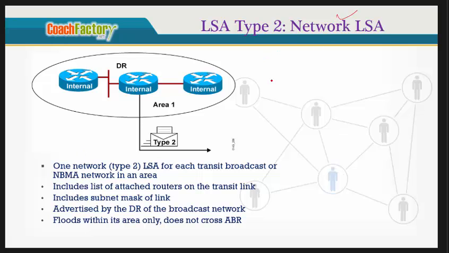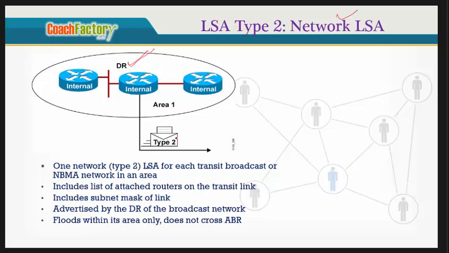LSA type 2, which is known as the network LSA, is advertised or originated by the DR router. DR stands for designated router. So we'll have a DR on special network types like broadcast or NBMA networks where we require a DR and BDR. The DR is going to originate LSA type 2. What does LSA type 2 contain? It contains all the attached routers on the network as well as their subnet mask.